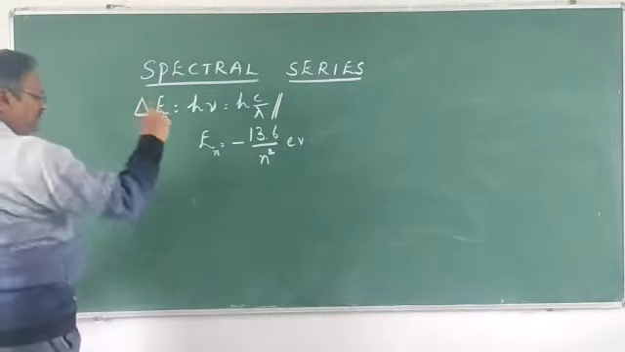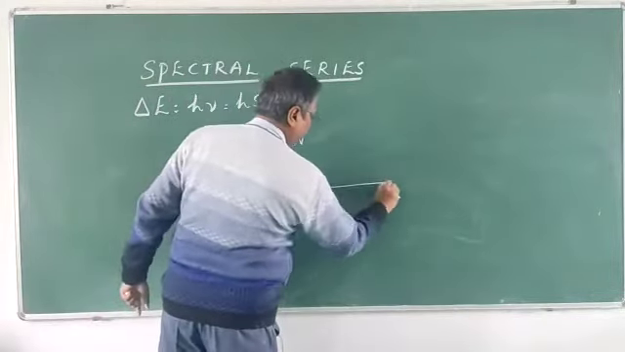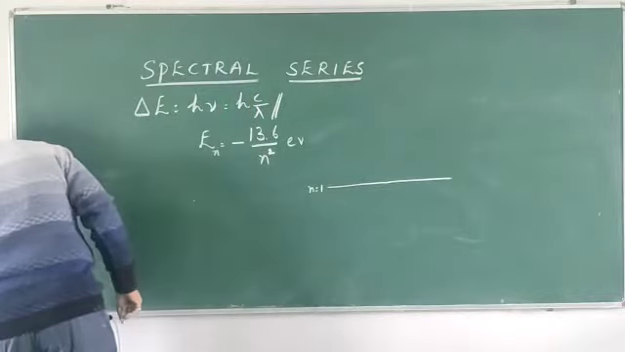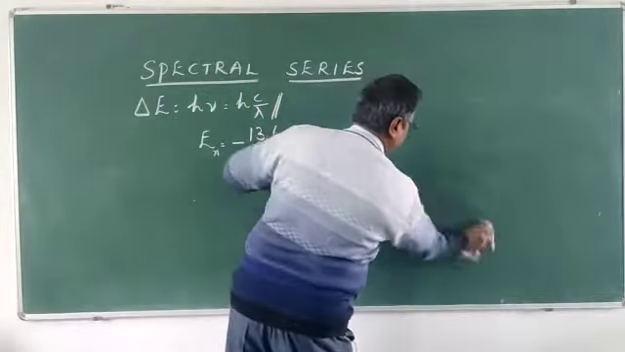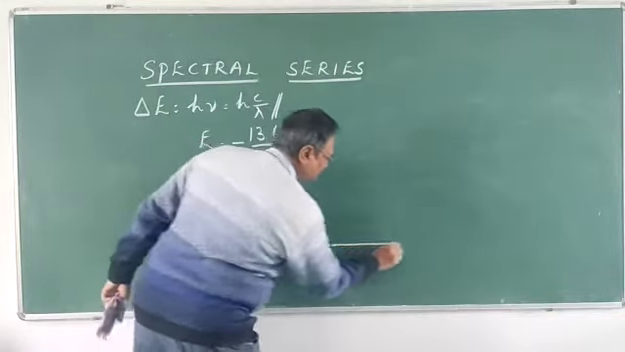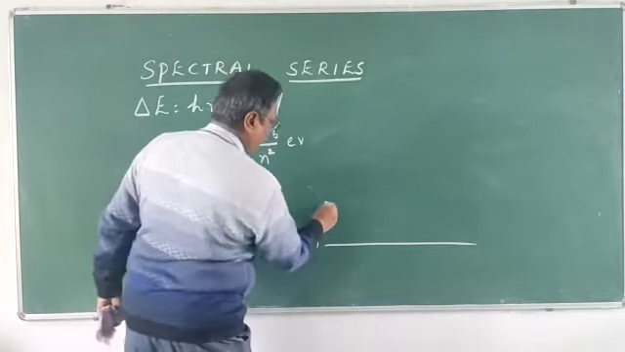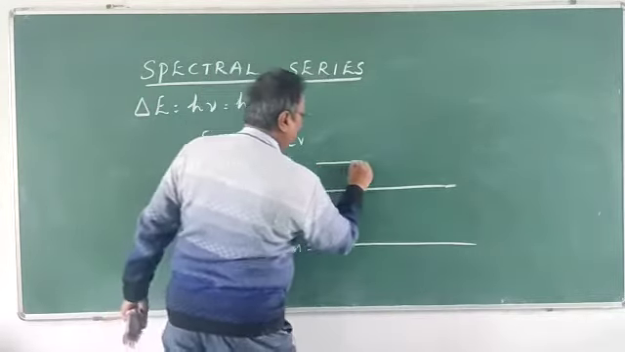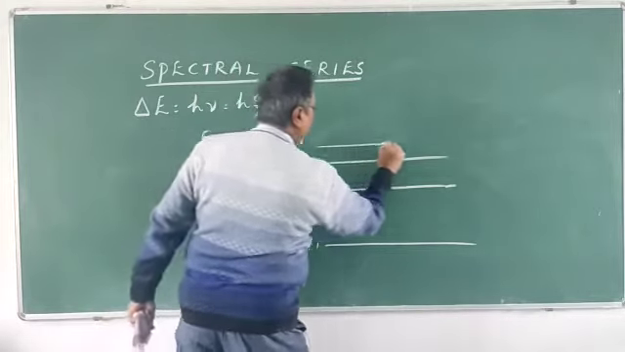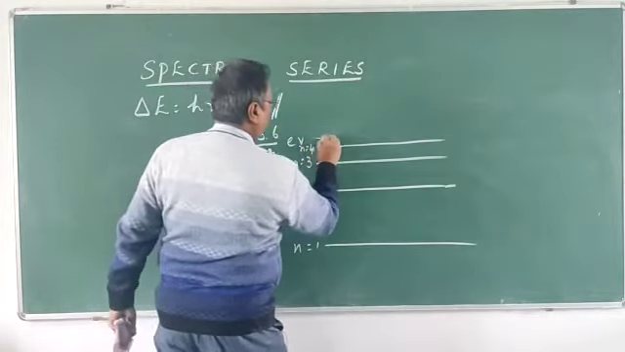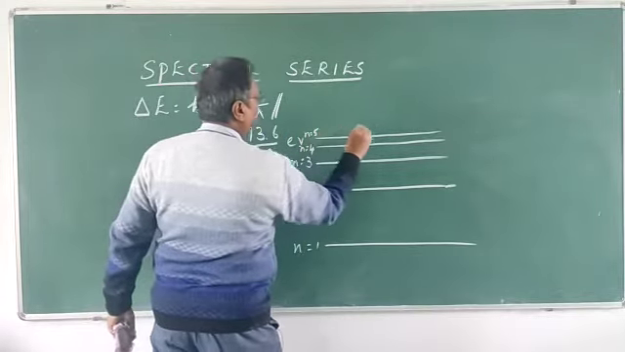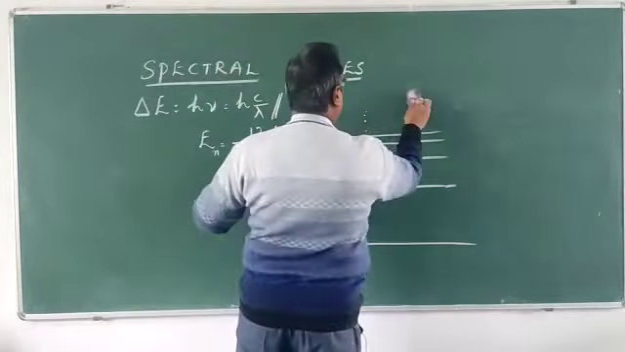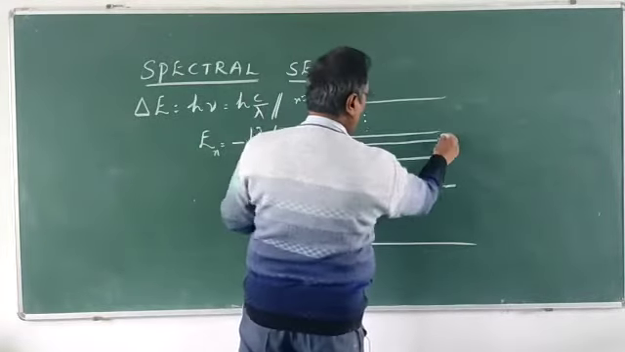Let me say I have one energy level, this is the ground energy level, n = 1. Let me draw a little bit more clearly. This is the ground energy level, n = 1, and I take the next level, n = 2. Then the next energy level, n = 3, the next, n = 4, the next, n = 5. I can go on drawing like that till n = infinity, very far away.